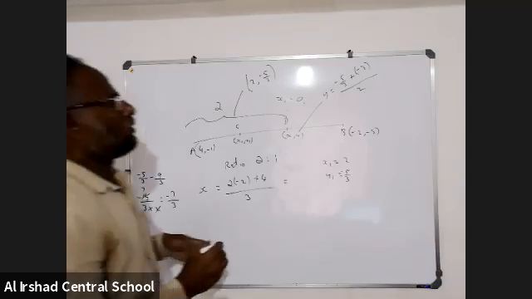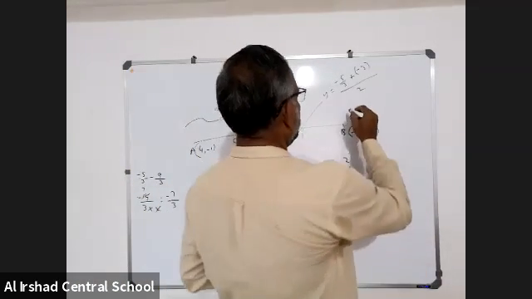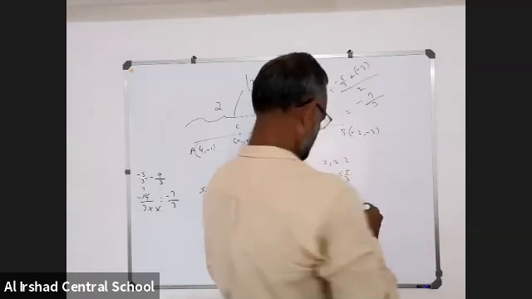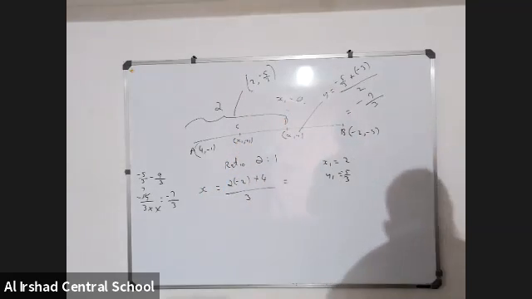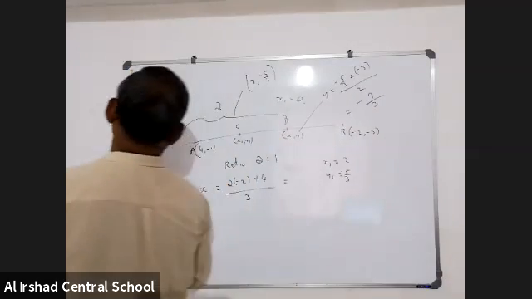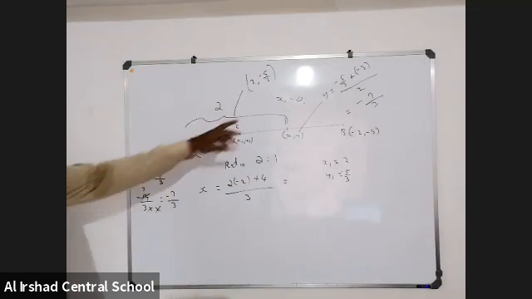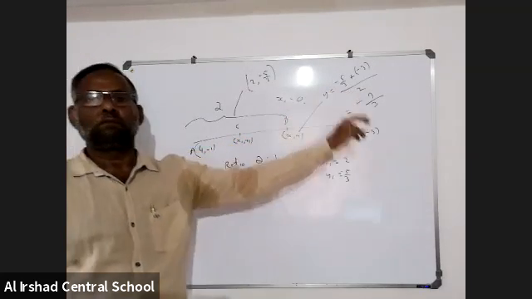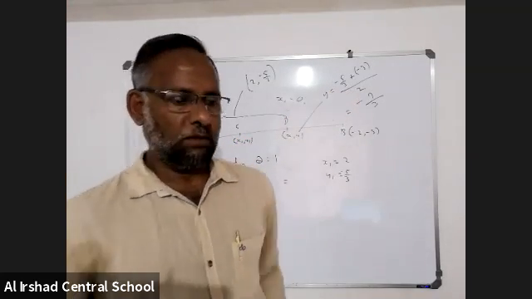So y is equal to minus 7 by 3. Exactly correct. So the coordinate, you understood this, I think so. This also LCM. Minus excellent. Good, good.